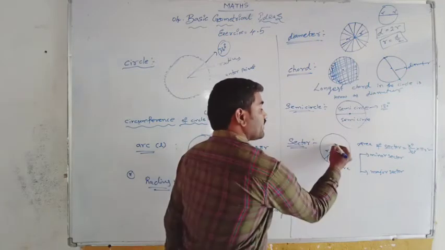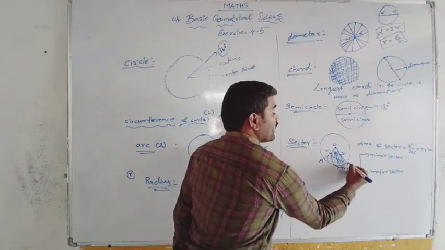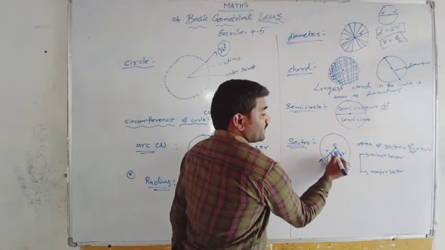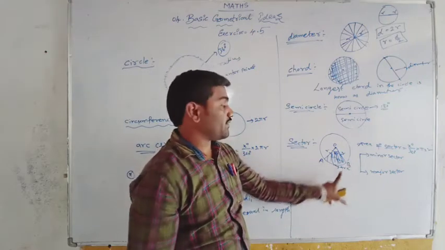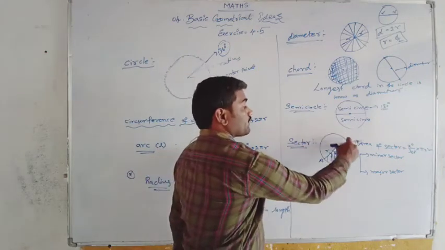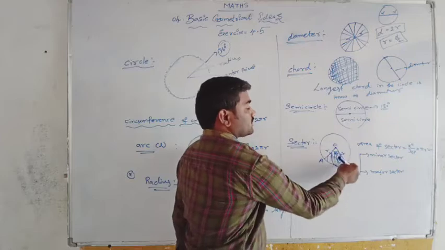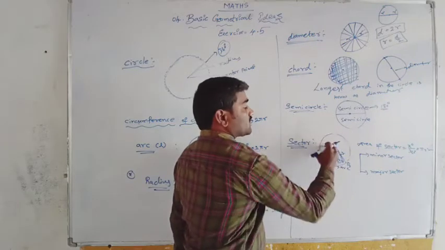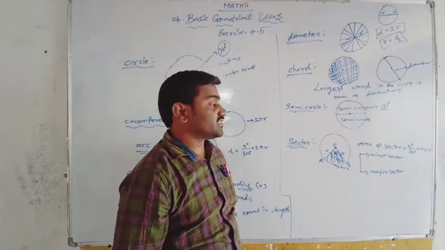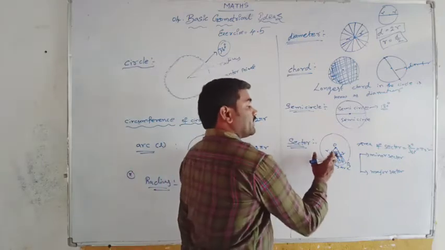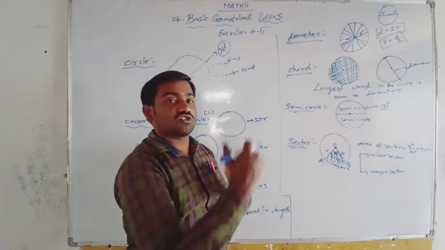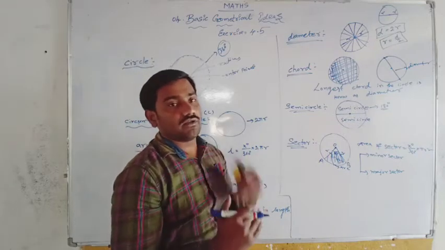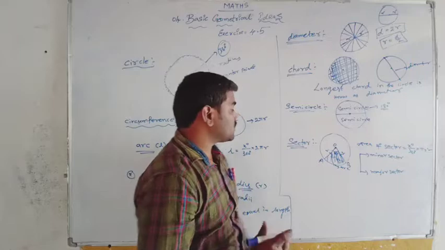Suppose you are given A, O, B. Here AOB, this place, is a minor sector. And the complete outside one is known as the major sector. So you might understand the difference between the minor sector and major sector. Minor means smaller, major means bigger. I hope you understood this.